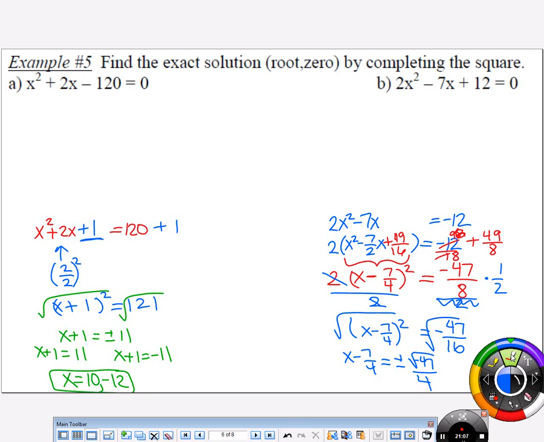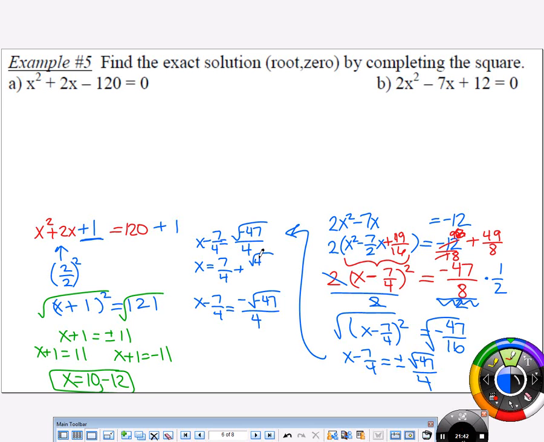All right, so I have two equations here. I'm going to finish it right up here so you guys can see it. I have x minus 7 over 4 equals the square root of negative 47, and I know some of you are freaking out about that. It's okay. And then I have x minus 7 over 4 equals negative square root of negative 47 over 4. Okay? So in both cases, to finish solving these problems, I just have to add 7 over 4 to each side. Okay? So they're going to look a little funny. Oh, forgot my negative. Yeah, it's in there.